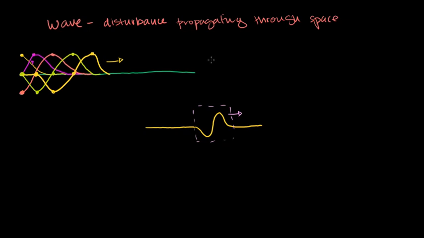One of the most typical ones is energy, or a disturbance propagating energy through a medium. And when they say medium, it's what is the wave going through? So in this example, the rope would be our medium.